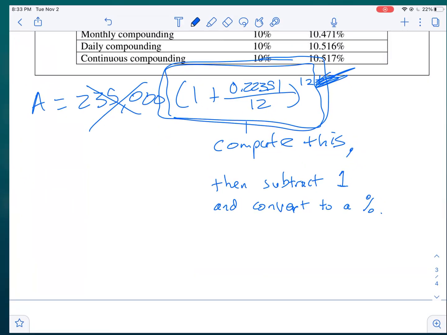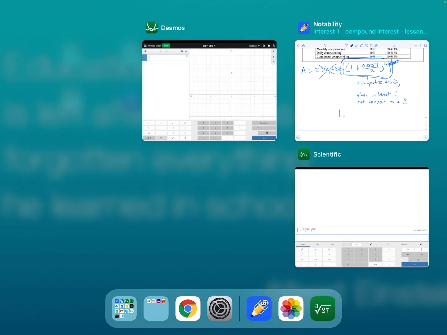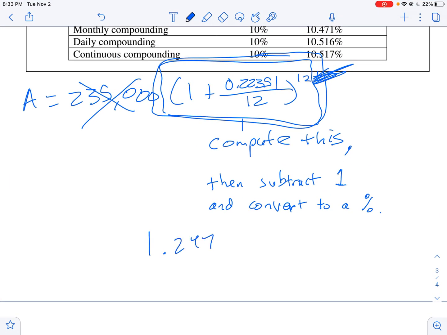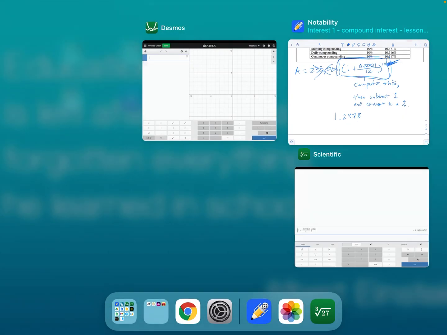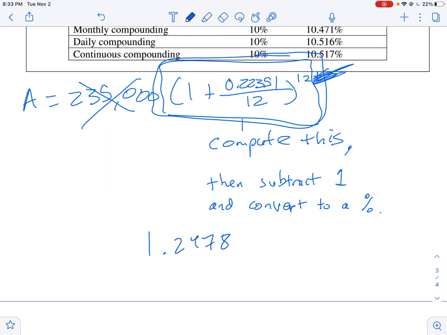1.247988979. It gives you a long number there. So I'm going to write it out. It's 1 point 2478897. I'm going to stop there. So this is what you would be multiplying your principal value by, so it's getting bigger.